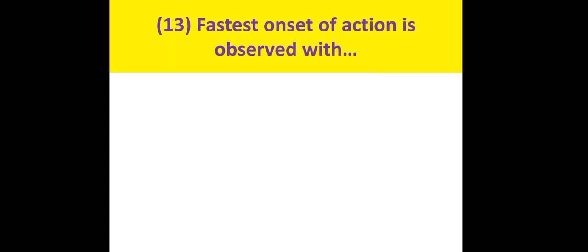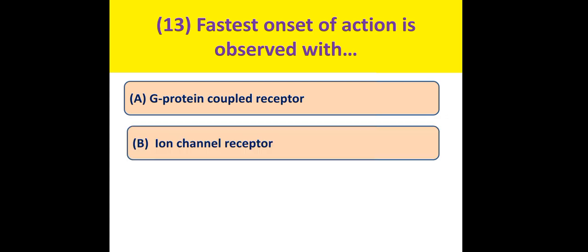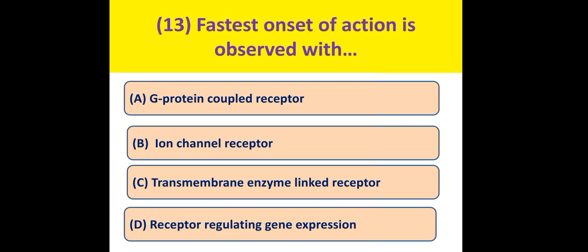Fastest onset of action is observed with, there are different receptors. G protein coupled receptor: the drug binds with the receptor which is attached to the G protein. Then there is a series of first and second messenger mediated reactions and then the action is produced. Ion channel receptor: the drug directly binds with the ion channel receptor, the channel opens or closes and immediate action is seen, and that's why the fastest onset of action is seen with ion channel as compared to the transmembrane enzyme linked and receptor regulating gene expression.